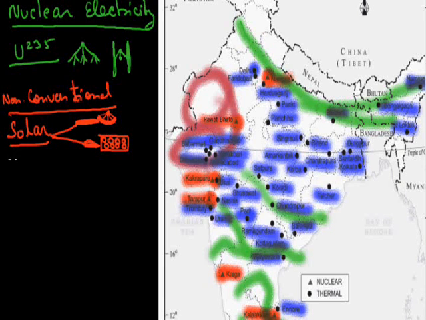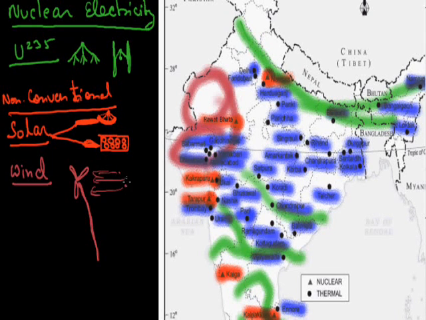Now let us come to the second example, and that is wind. In wind we have three fans. When air is coming, they start running, and this is how they produce energy.